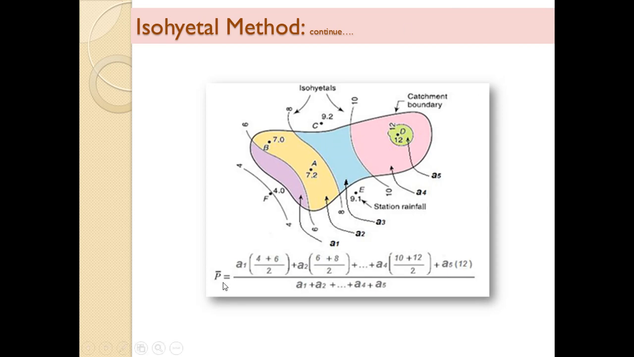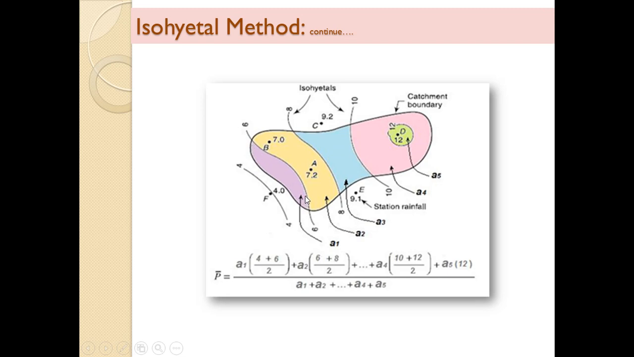Then how to find out P bar? P bar equals summation of Ai Pi. So here Pi is nothing but this plus this divided by 2. So A1 times (4 plus 6) by 2, then plus A2 times Pi, where Pi means (6 plus 8) divided by 2, and this is the bounded area. This area you have to consider. If the isohyet is lying outside the catchment, then the boundary of the catchment is the boundary for the area.